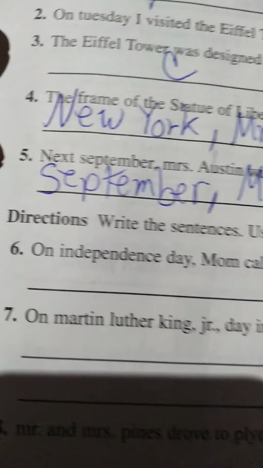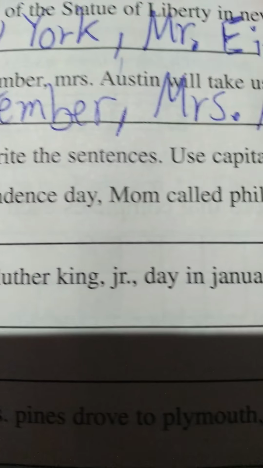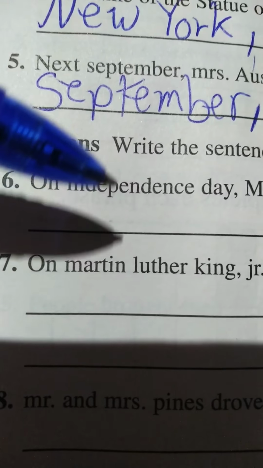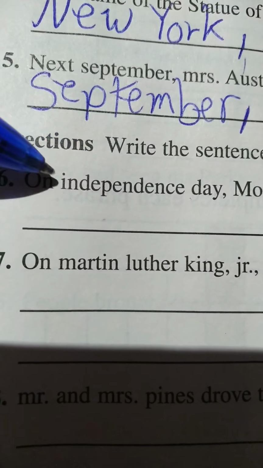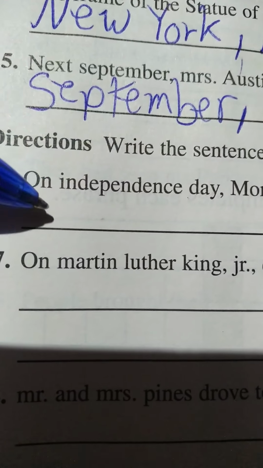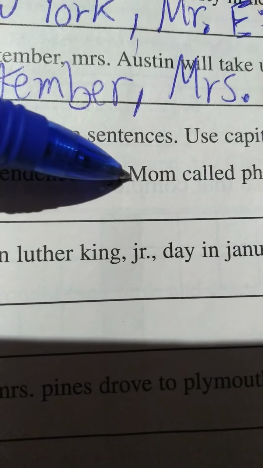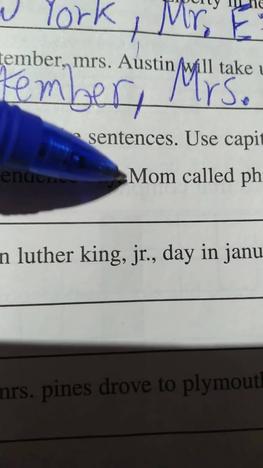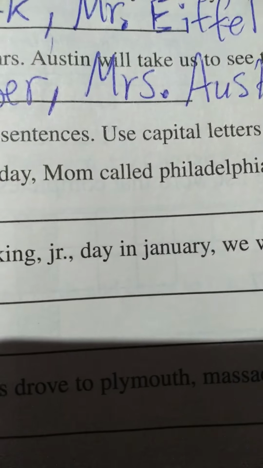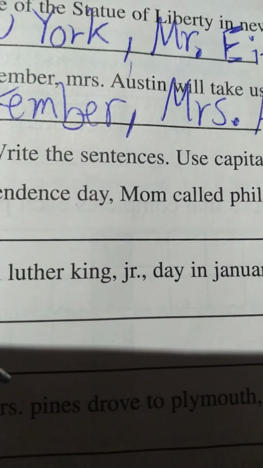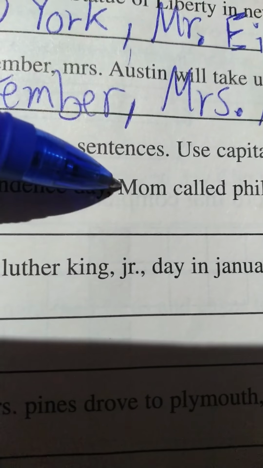Okay, the next part's different. Write the sentences. Use capital letters correctly. All right, so we have to write the sentences out, you guys. Here we go. On Independence Day, Mom called Philadelphia. All right, so it looks like Independence Day names a holiday. So we're going to do capital I, capital D, but we have to write the sentence, so don't get ahead of me. Notice Mom is capitalized in this case because they're using Mom as a name this time. Mom called Philadelphia. It doesn't say her mom, his mom, Bobby's mom, right? It's being used as a name. Mom called. This is why it's capitalized.